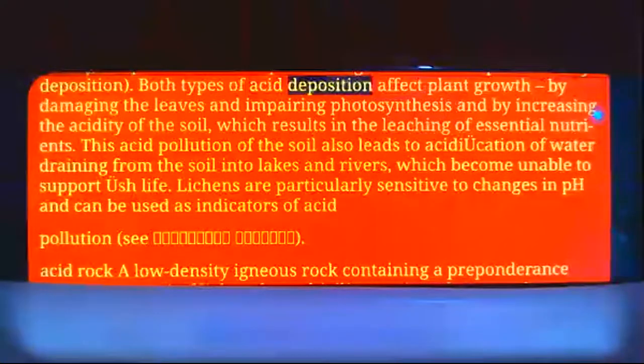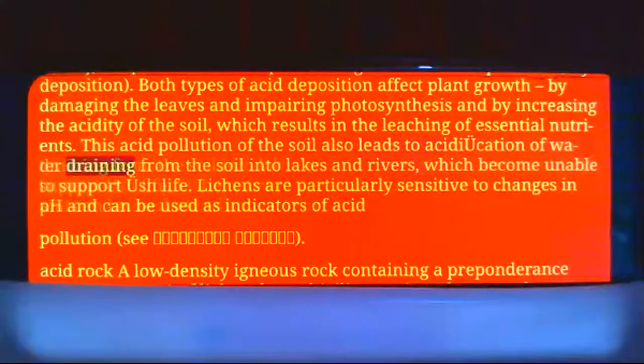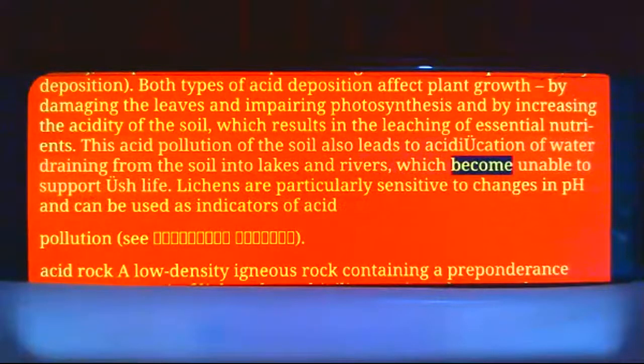Both types of acid deposition affect plant growth by damaging the leaves and impairing photosynthesis and by increasing the acidity of the soil, which results in the leaching of essential nutrients. This acid pollution of the soil also leads to acidification of water draining from the soil into lakes and rivers, which become unable to support fish life. Lichens are particularly sensitive to changes in pH and can be used as indicators of acid pollution.